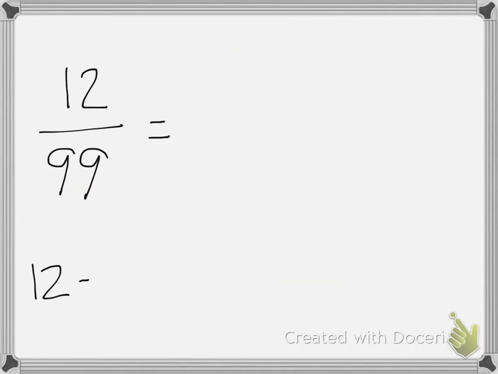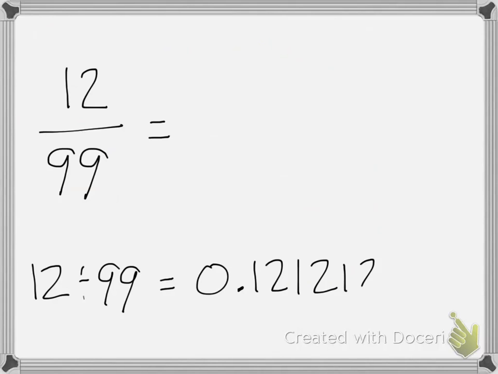Here's an example of another repeating decimal when we convert it from a fraction. 12/99. When you do 12 divided by 99 in your calculator, you get 0.1212, and so on. So in this case, when we write this as a repeating decimal, we put the bar over the 1 and the 2 because both of them repeat. And that's how you turn a fraction into a decimal.